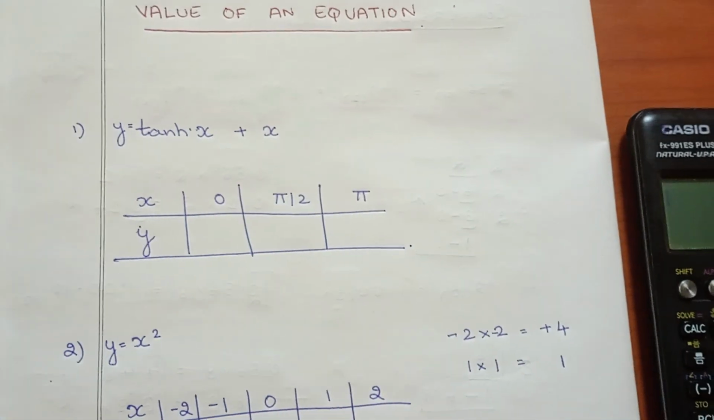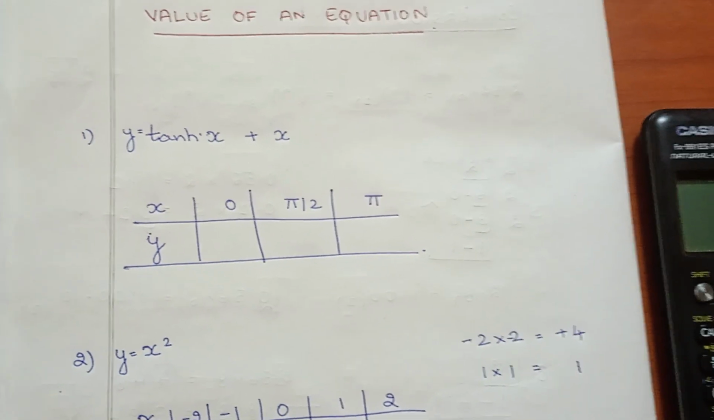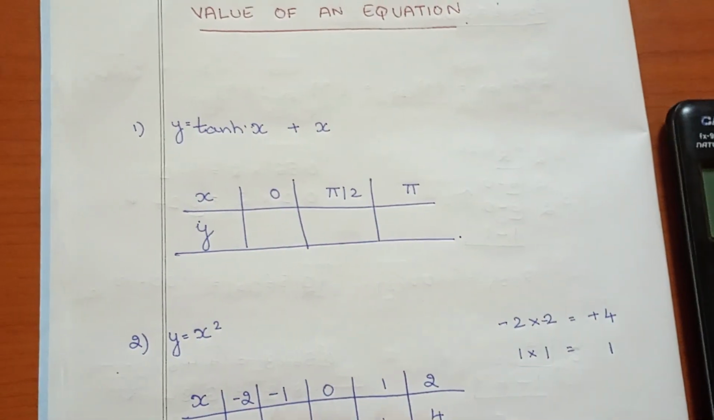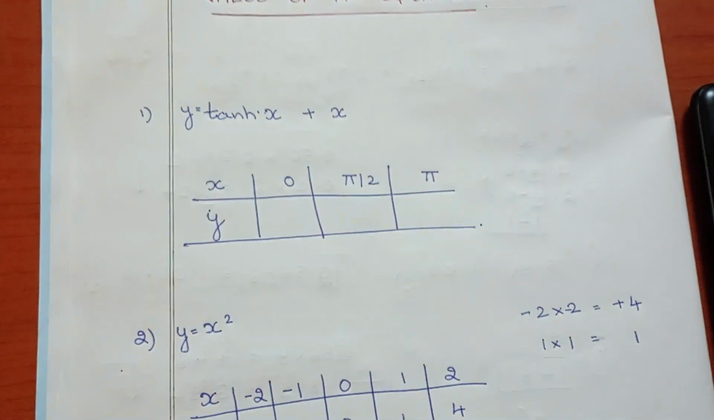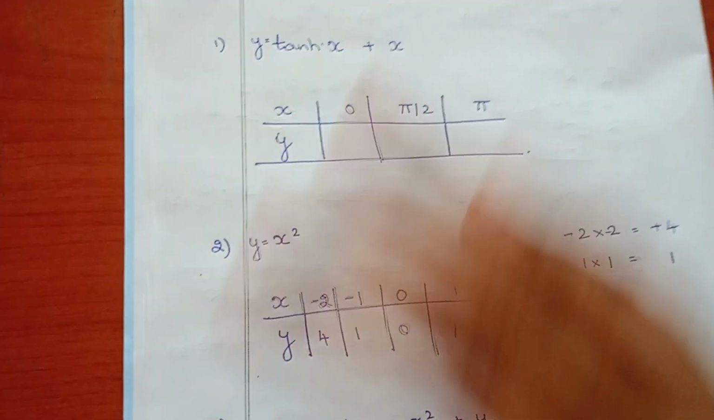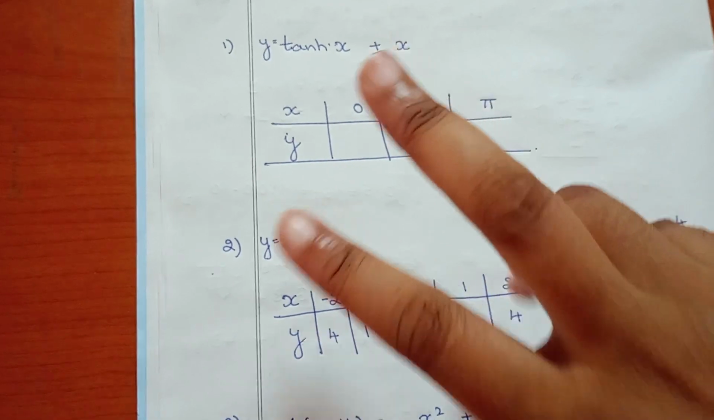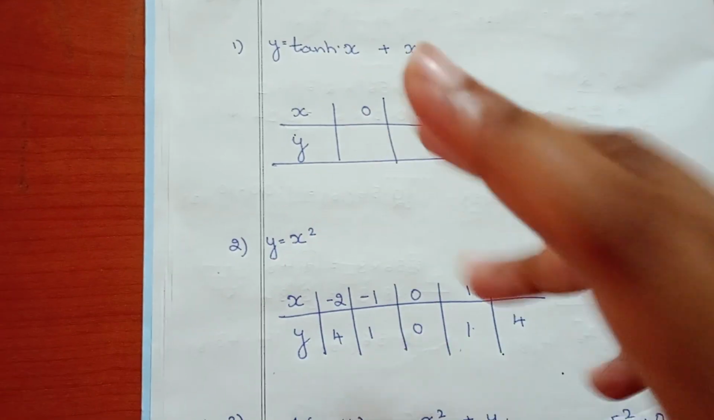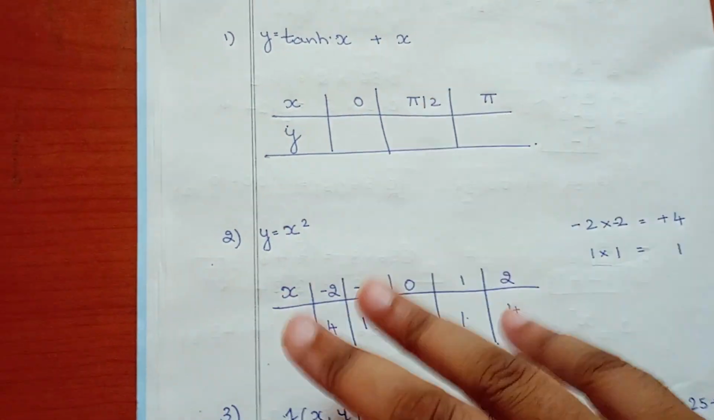In engineering mathematics, we have an iterative solution problem based on the Newton-Raphson method and so on. There we have to find the value of a particular equation, say y or f of x, for different values of x. It could be a transcendental equation, a pure trigonometric equation, or only an algebraic equation. Whenever we have two variables x and y, or only one variable x or only one variable y, we can find it directly instead of typing.